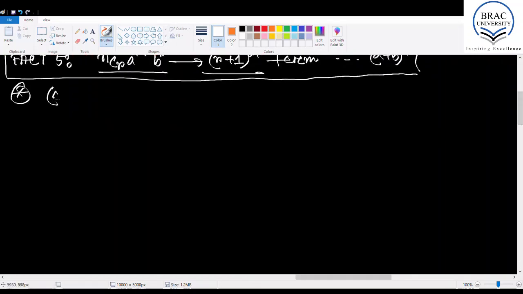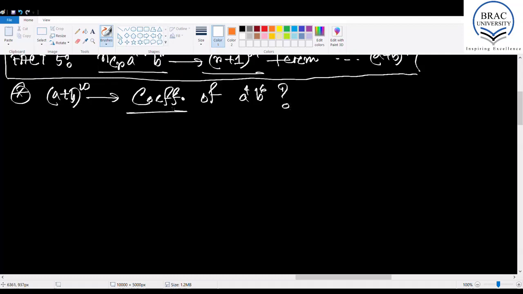At first, answer this. In the expansion of a plus b whole to the power 10, what will be the coefficient of a to the power 4, b to the power 6? You'll have to determine the coefficient. At first, what you will do is compare this given term with the general term. What is the general term?